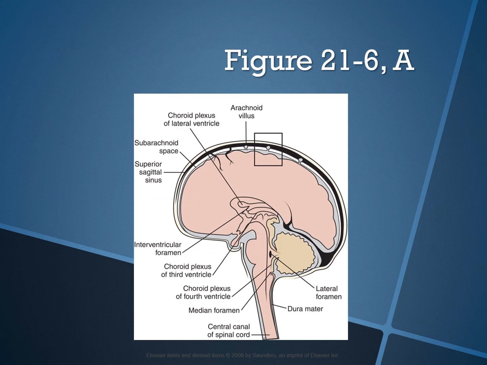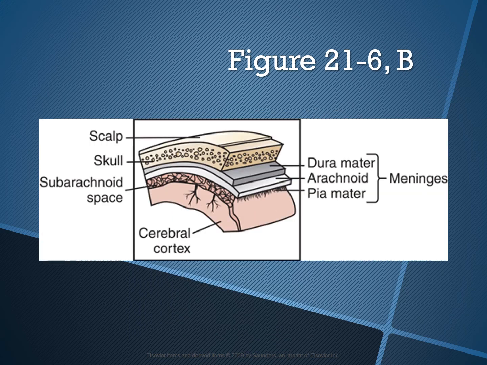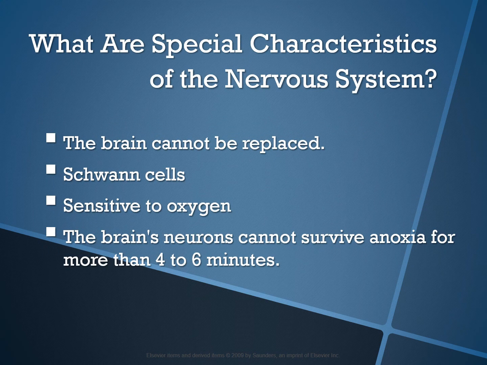Of course, you can see all the different layers. We don't need to go into detail about that. You can see the different layers I talked about here, the dura, the arachnoid, and the pia. And that's pretty straightforward. And why so much protection for this?